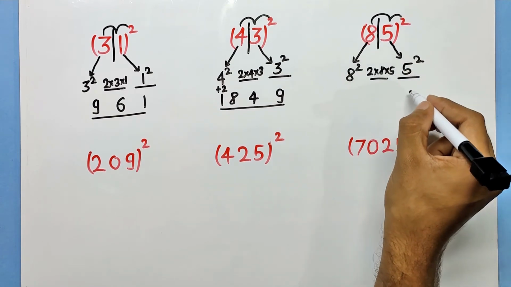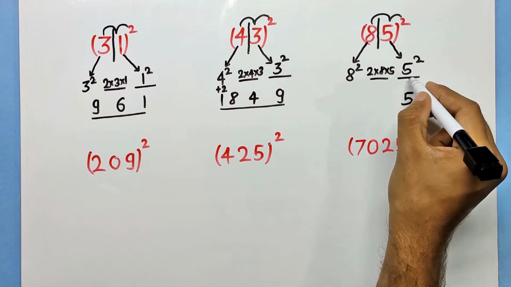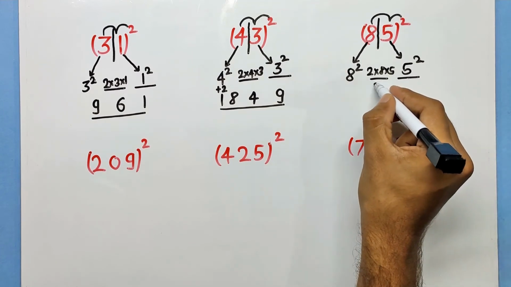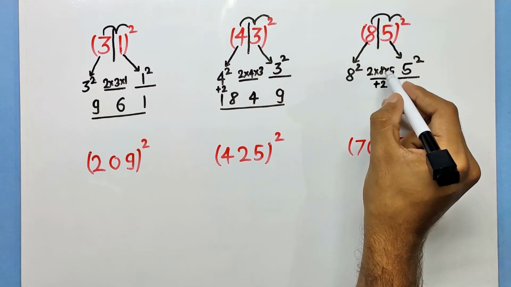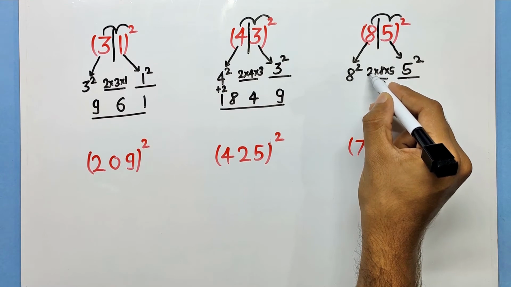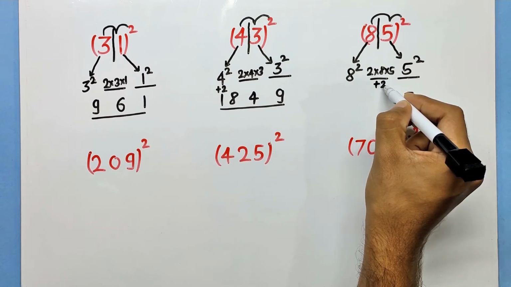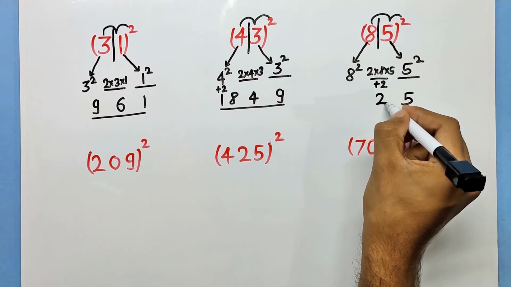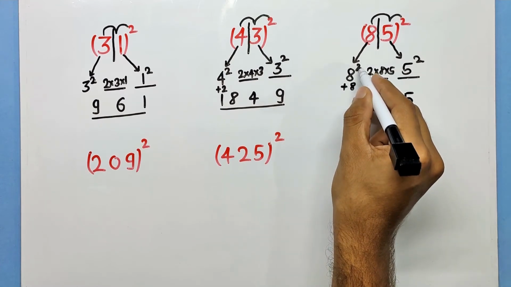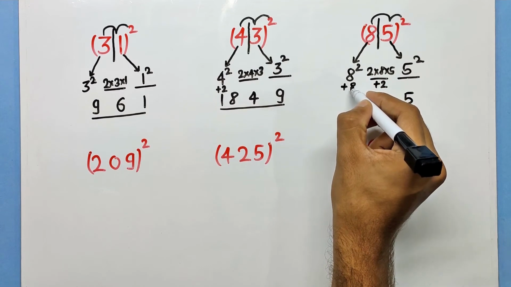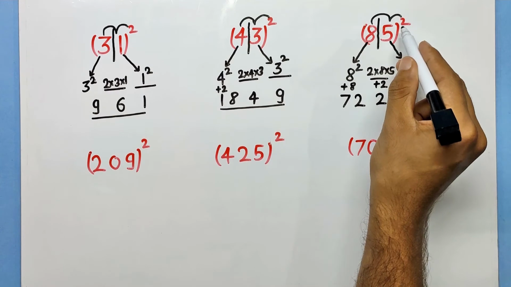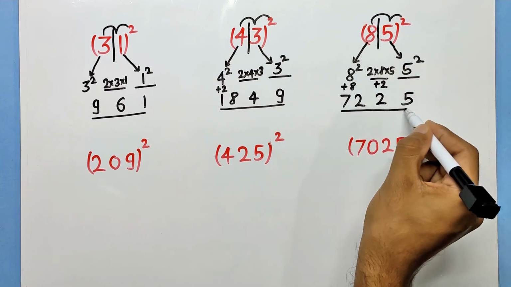Now 5 square is 25. Here we are allowed to write only one digit. So we'll only write 5 here. And 2 will be carried forward. Now 8 times 5 is 40. 40 times 2, that will be 80. 80 plus 2, that will be 82. So we'll only write 2 here. And again 8 will be carried forward. Now 8 square is 64. 64 plus 8, that will be 72. So answer to 85 square is 7225.